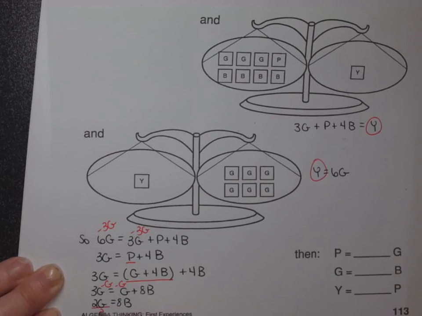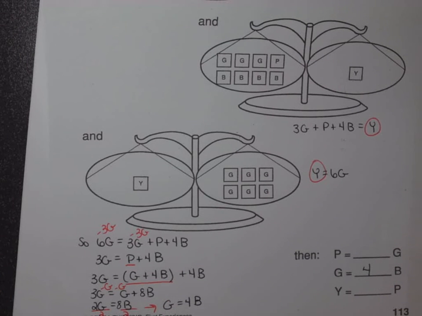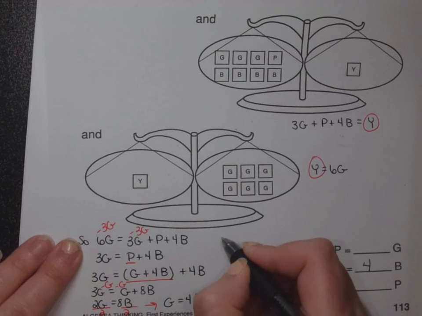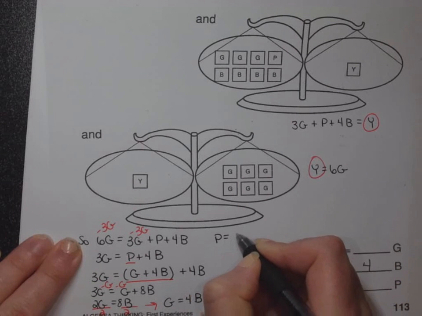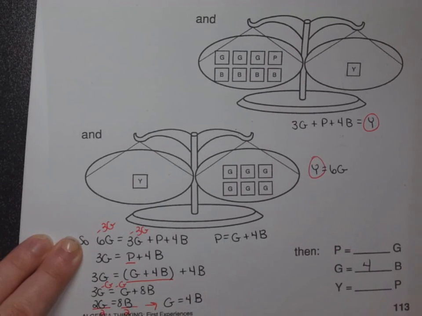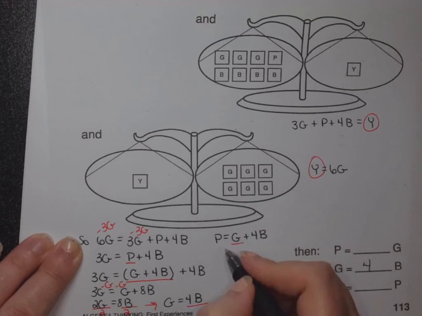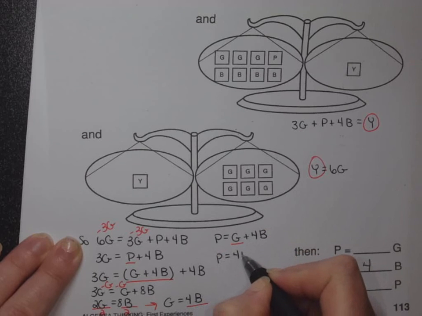So it looks like we're going to get one of the answers, right? If we divide by 2, we get that g is 4b. Okay, so g looks like it's 4b. And now you can use that to get some of the other things if you would like. Notice we have a p equation up here. From above, p equals g plus 4b. So if we replace this with this, another substitution, we'll get p equals 4b plus 4b.